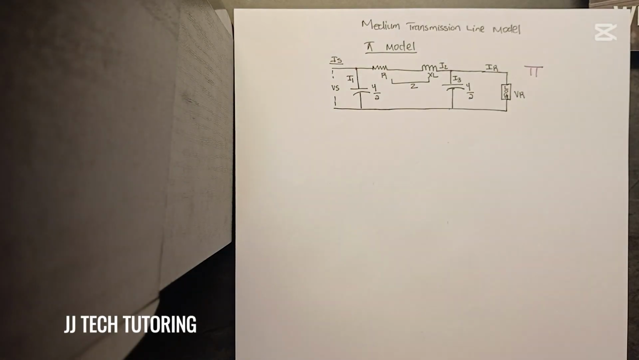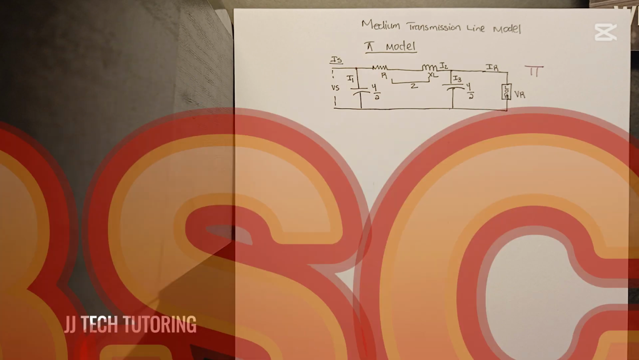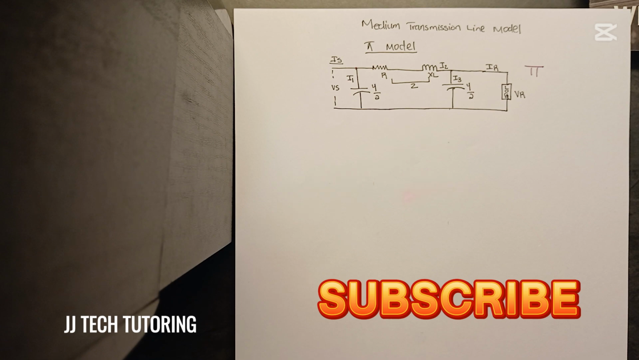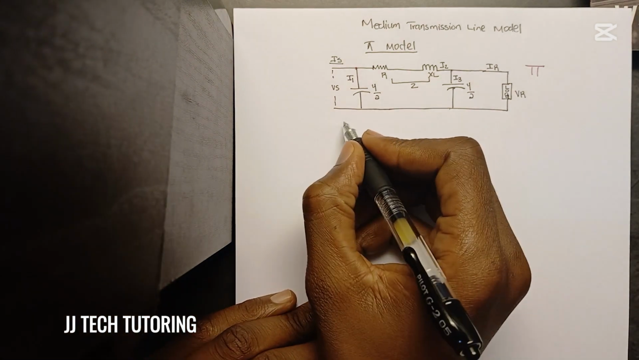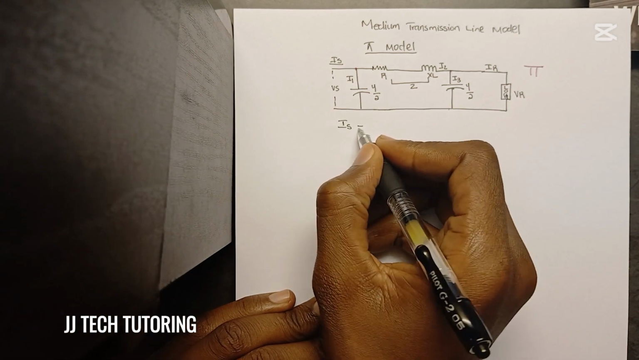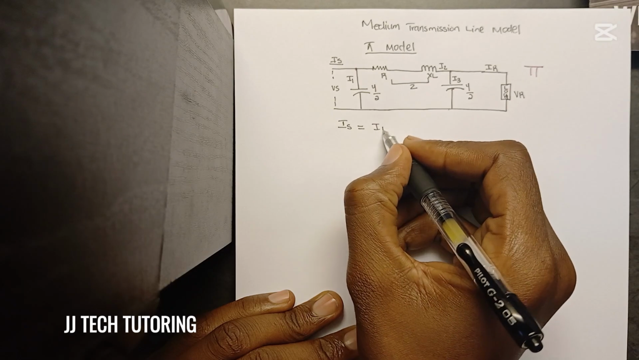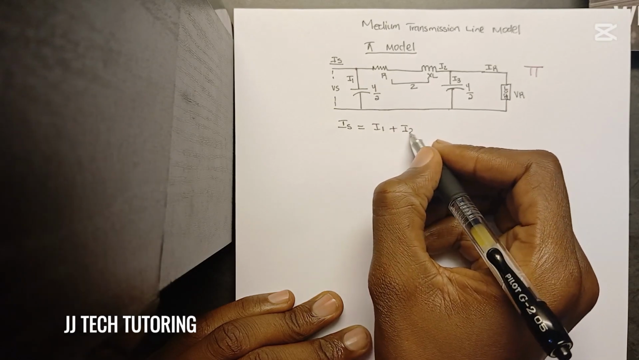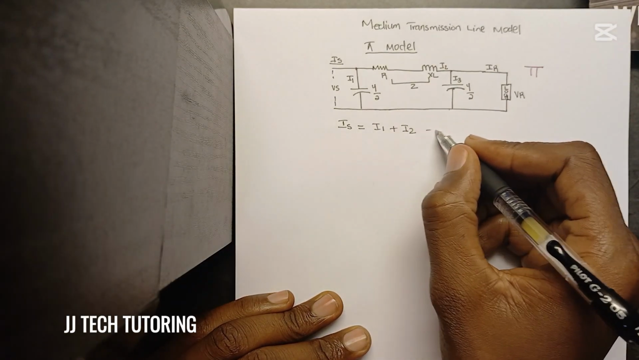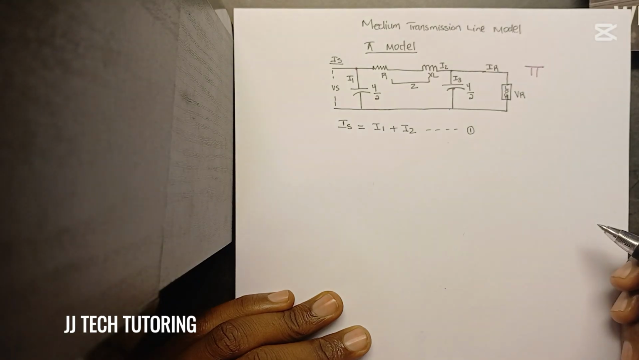Now, we're going to take ourselves back to our first years. You need to understand a node, you need to understand those kinds of analysis. Now, let us start. IS is equal to I1 plus I2. So this can be our equation 1.